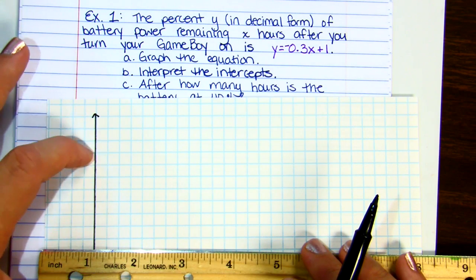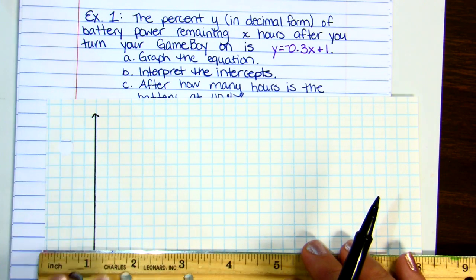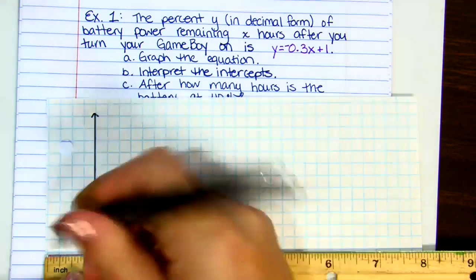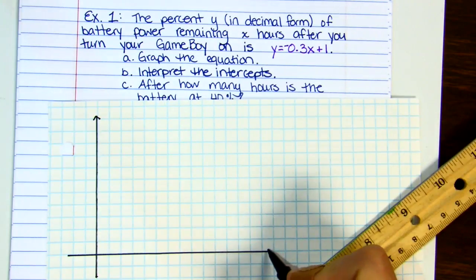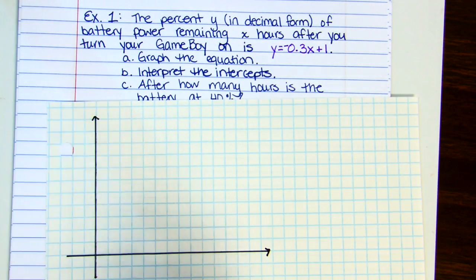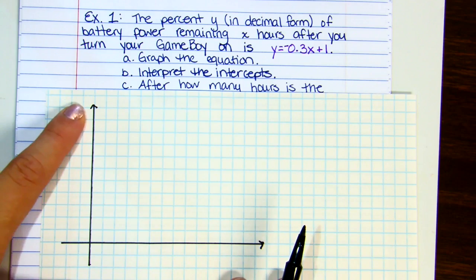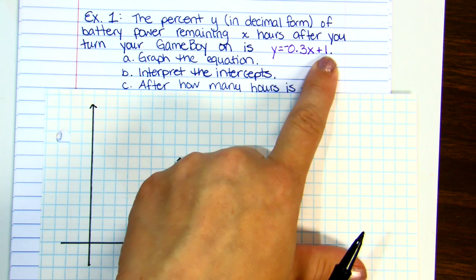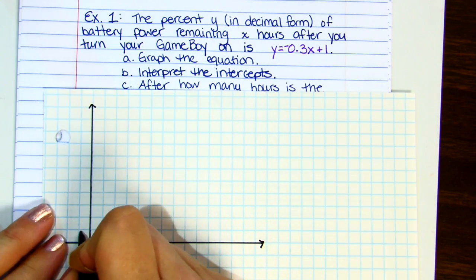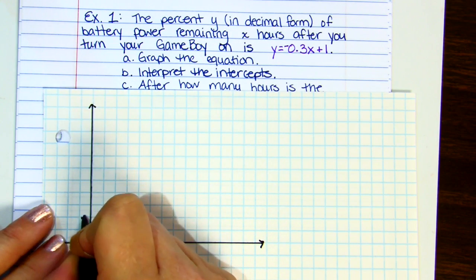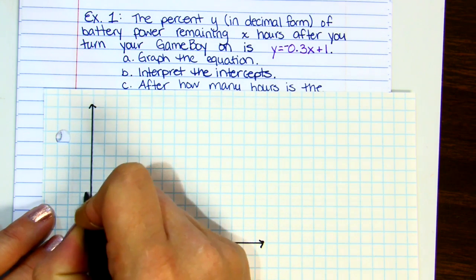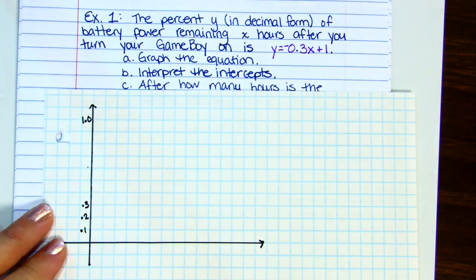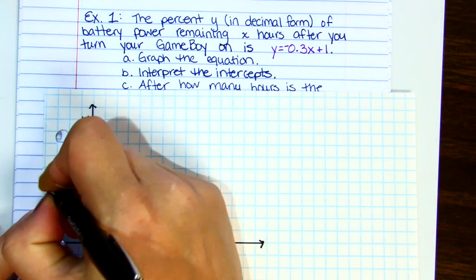Let's see. 6, 7, 8, 9, 10. I want to make sure I can fit my y-intercept on there. So if we're talking about percent, I really only need my y-axis to go up to 1, which would represent 100%. And you can see that that's what my y-intercept is. So I'm going to count by tenths. 4, 5, 6, 7, 8, 9. And this 1.0 represents 100%.